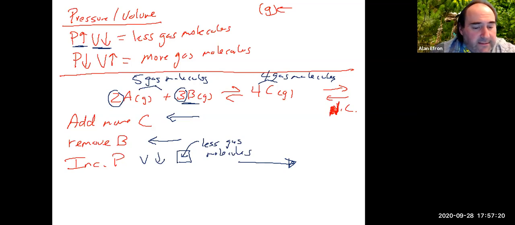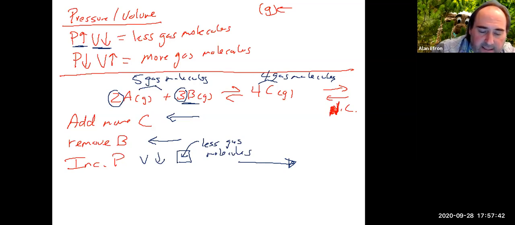Okay, so that is concentration, adding and removing. That is pressure and volume. Pressure and volume are always related to each other. And again, I would relate it to volume, which is kind of easier to remember. Small volume, fewer gas molecules. Bigger volume, more gas molecules is a good way to remember that.